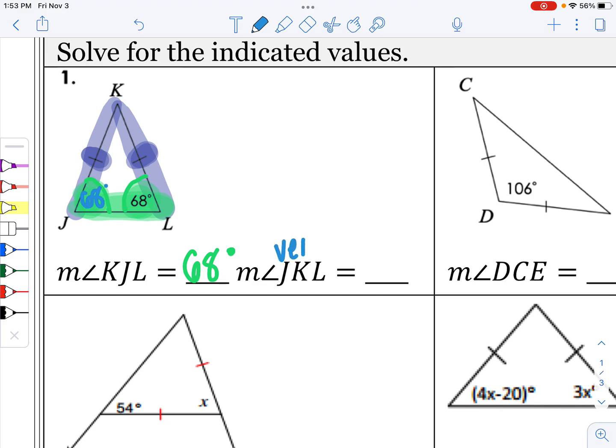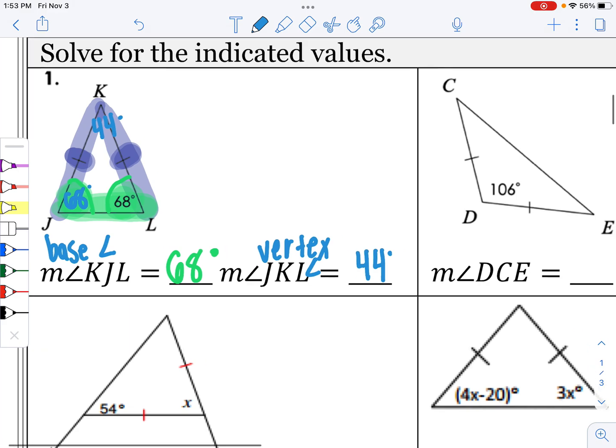If I want to know what JKL is, which is the vertex angle, so vertex angle, this one was a base angle. Just make a note of that. If I want to know what the vertex angle is, I can do 180 minus 68, because I use those in both of the bottom corners, and that is going to give me 44 degrees left for this top angle. So I like to think about this like parents with a budget. If I give $68 to both of my kids and I have $180 in the budget that month, I'm only going to have 44 left for that parent angle, that vertex angle.